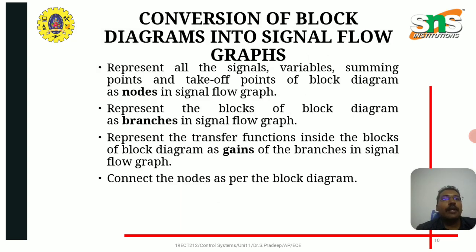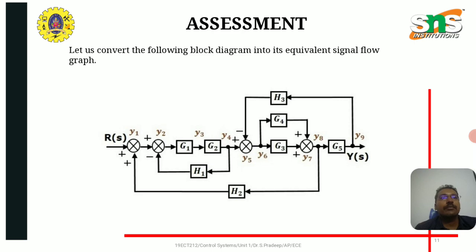In the conversion of a block diagram into a signal flow graph, all the signals, variables, summing points and takeoff points of the block diagram are represented as nodes in the signal flow graph. The blocks of the block diagram are represented as branches in the signal flow graph. The transfer functions inside the blocks are represented as the gains of the branches. The nodes are connected as per the block diagram.